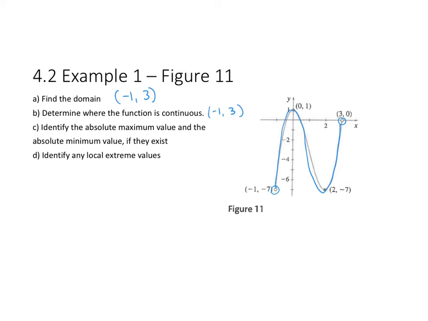Let's look at our absolute max. Here is the largest y value of 1 that I have in the entire graph. So my absolute max is at f of 0 equals 1, and my absolute min is down here at f of 2 equals negative 7. Now let's talk about why this isn't an absolute min. It's not an absolute min because it's an open circle, so that point doesn't exist within the domain.